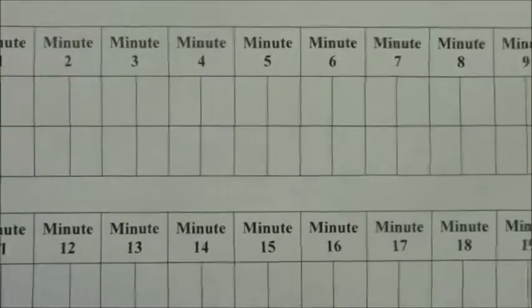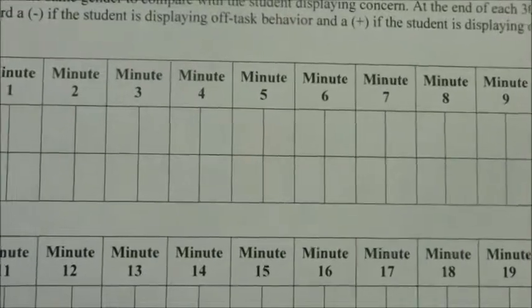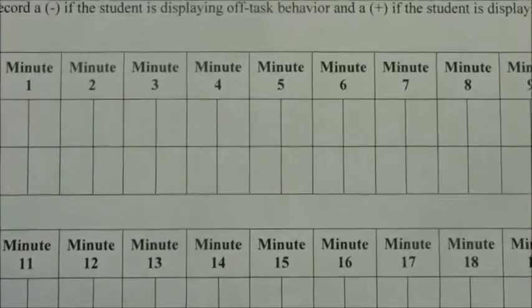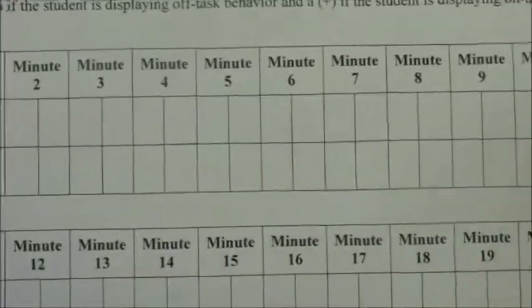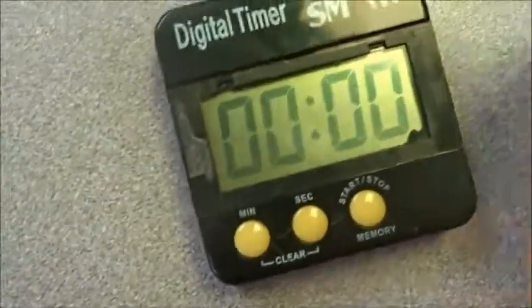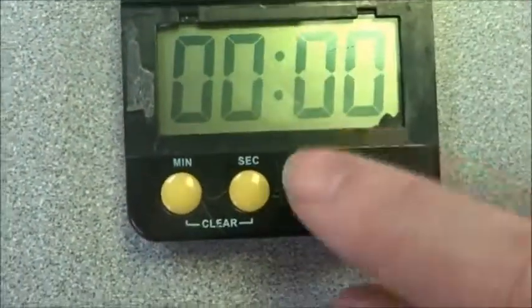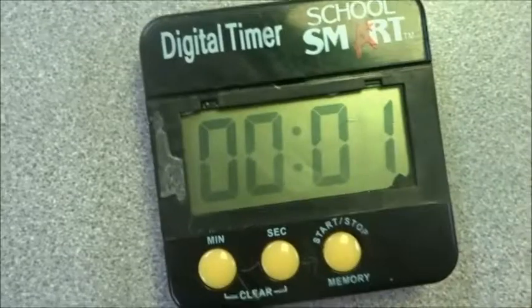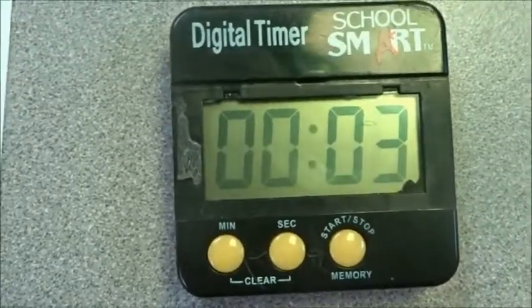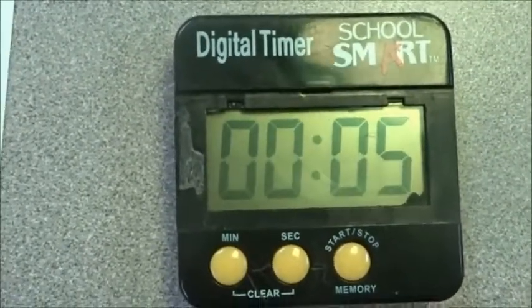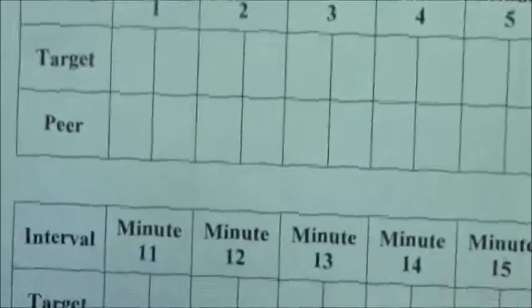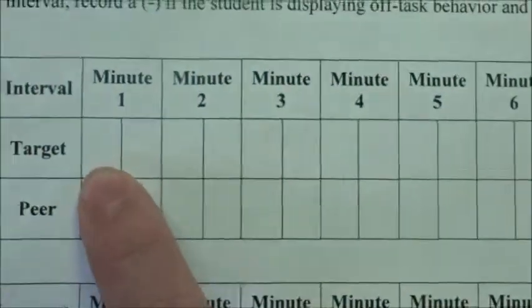When you're taking data, you'll write your data on here, and you'll be looking at the student in 30-second intervals. So you'll need your timer. When you use your timer, if you have a timer like this, if you just hit start, it will actually count up and it will stay silent. When that reaches 30 seconds, you will record on this sheet in box 1 a plus or a minus.